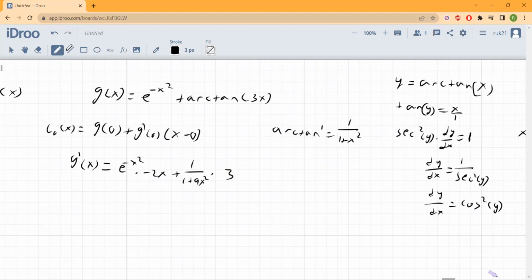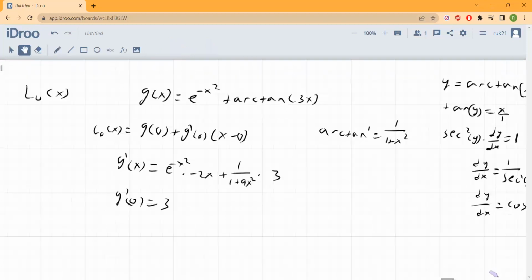Perfect. Now we're just going to find g prime at 0. At 0, the first part cancels out because 0 times anything is 0. On this side, we get 1 over 1 plus 9 times 0 squared, so 1 over 1 is 1, times 3 is 3. So g prime at 0 is in fact just 3.